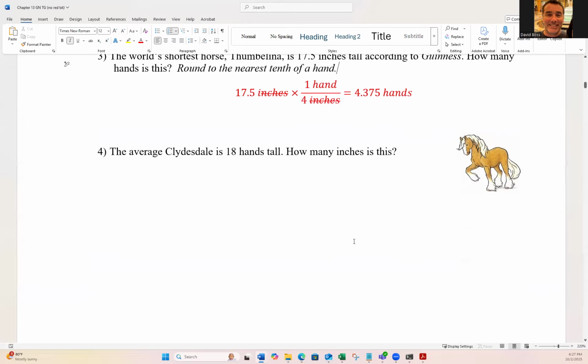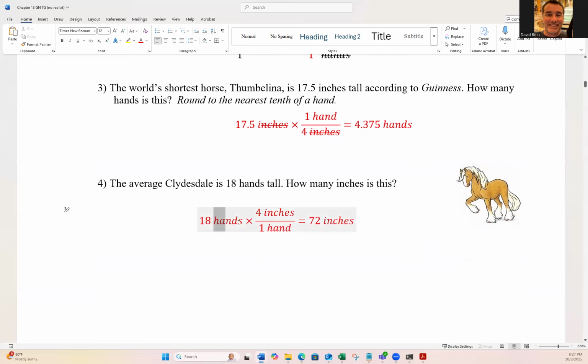The average Clydesdale is 18 hands tall. Clydesdales are big horses. 18 hands. So then we want to have hands on the bottom over here, so that way they cancel out. So we have 18 times 4 inches divided by 1. This gives us 18 times 4, which is 72 inches.